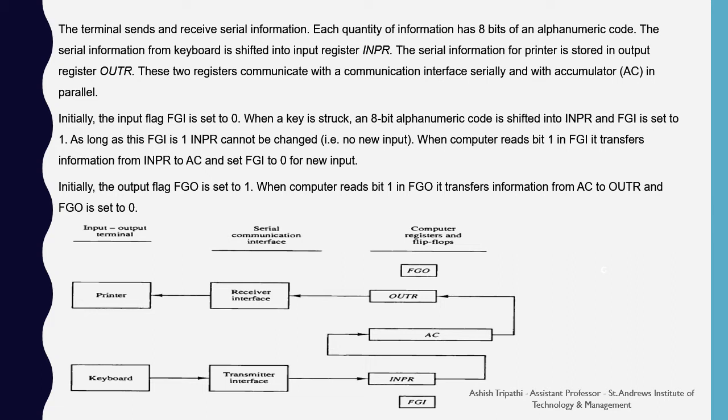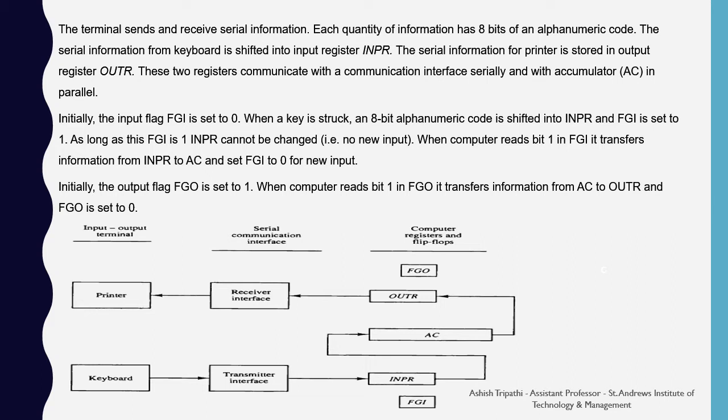Just see in the diagram, you can see that the input flag FGI is set to 0 initially. When a key is struck, an 8-bit alphanumeric code is shifted into INPR, that is the input register, and FGI is set to 1 so that it marks that there is something in the register. As long as FGI is 1, the input register cannot be changed. That means you cannot input any new item. When the computer reads 1 in the FGI, it transfers the information from INPR into the accumulator register and again sets the FGI to 0 for the new input.